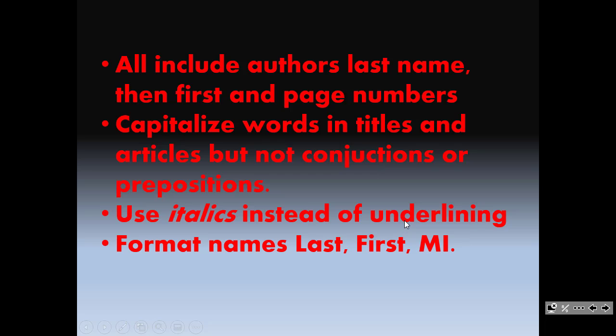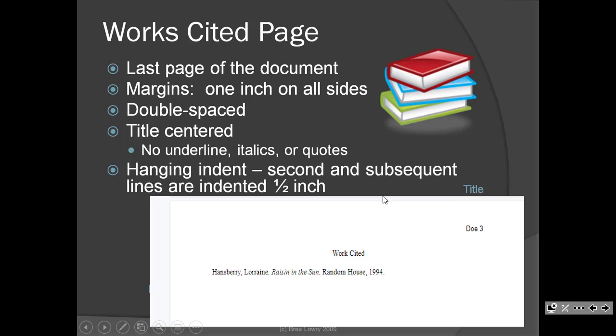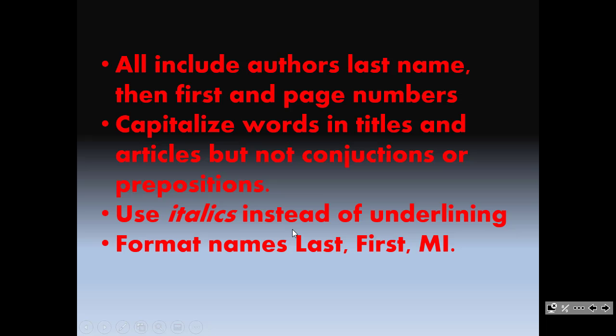Make sure that when you're on the Works Cited page that you include the author's last name first, then the page numbers, and you're going to capitalize words in titles and articles, not the conjunctions or prepositions. So it's going to look just like it did right here. For this particular title, like I mentioned on our Zoom session this morning, we are going to put Raisin in the Sun in italics because it is a standalone book. If we were to read a textbook with a play in it, then it would be in quotations. But for our project, it will be in italics.